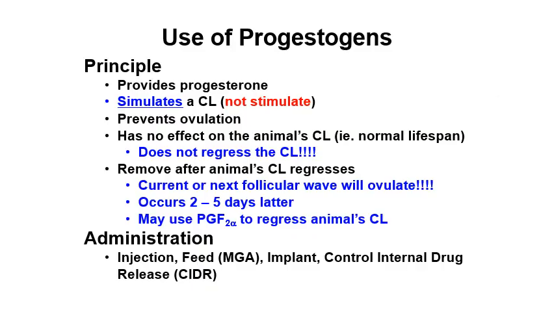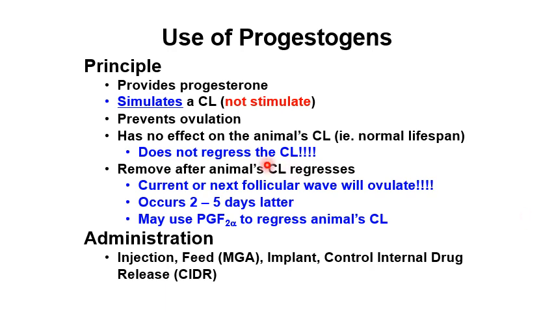Another important drug that is used to manipulate ovulation and is used in timed AI is the progestogen. Progestogen is a synthetic form of P4, or progesterone. So they provide progesterone, and what they do is they simulate, not stimulate, the CL. So they don't do anything on the existing CL. What they do is prolong the lifespan of the follicle. They will prevent ovulation. So they have no effect on the normal lifespan of the CL, and they also do not regress the CL.